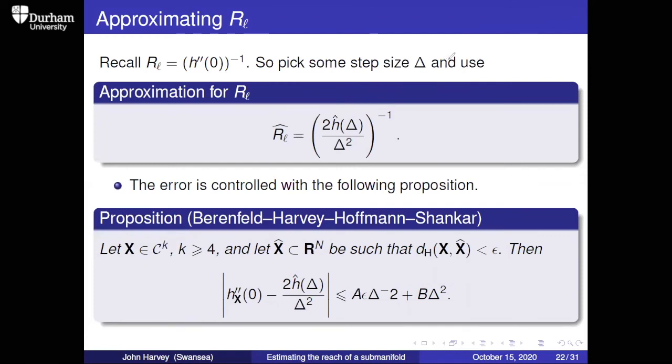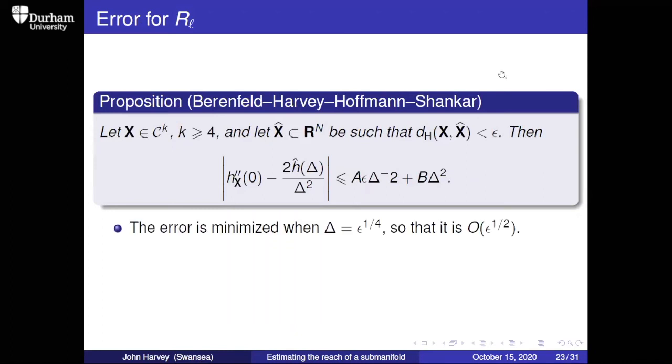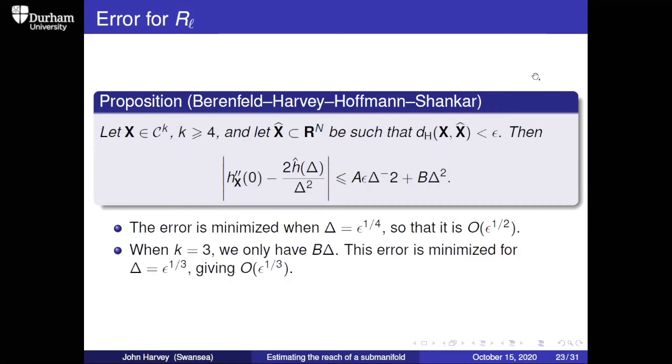And the way you choose your step size is just to balance those two different error terms. You balance epsilon delta to the -2 with delta squared, which you do by picking a step size that is epsilon to the power of 1/4. So that gives you a way of controlling the error. And if it was C3, because you would no longer have this information about the third derivative of h that we had before, the error is a bit worse. Okay, so this is the result for how you get h double prime of 0 estimated out of h hat.